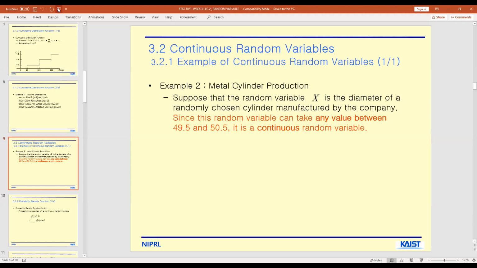Don't forget that I told you that if a random variable can take any value in an interval, that's a continuous random variable. A continuous random variable is a variable whose value you obtain by measuring, just like what we're trying to do right here. We're trying to measure the diameter of a randomly chosen cylinder manufactured by a company. You have a company that manufactures cylinders, and every cylinder has a diameter that we can measure.